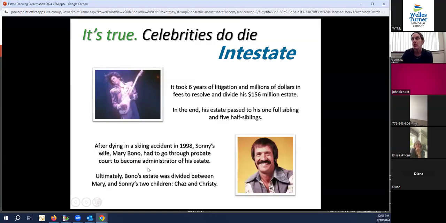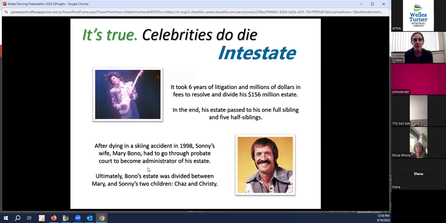So here are some celebrities that have also died without wills, and I just never understand this. I know they're busy, but they certainly have the ability to pay someone to get their estate plan in place. I know that's a barrier for some everyday people, but these people certainly have those abilities.